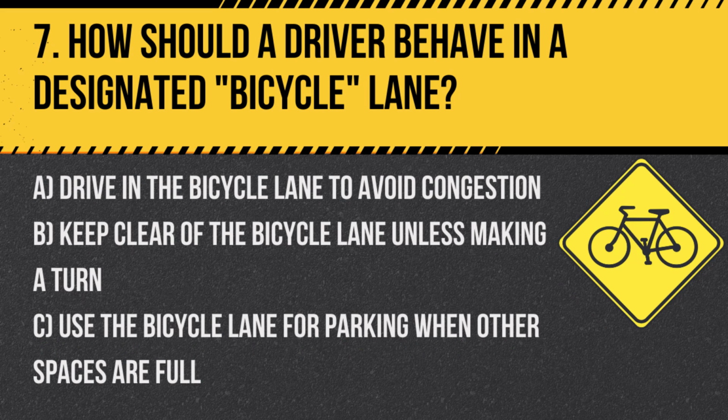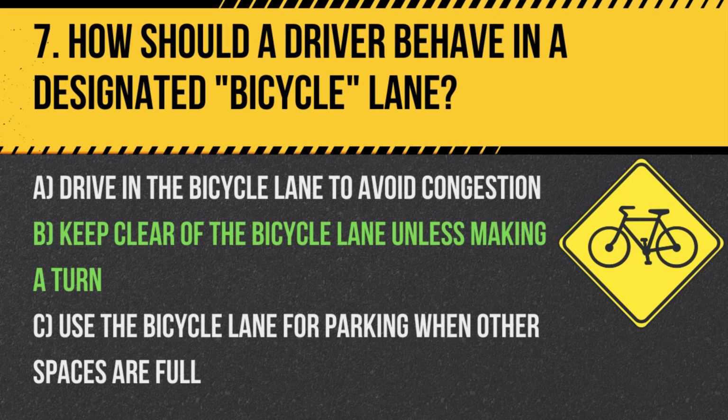Question 7. How should a driver behave in a designated bicycle lane? A. Drive in the bicycle lane to avoid congestion. B. Keep clear of the bicycle lane unless making a turn. C. Use the bicycle lane for parking when other spaces are full. Answer. B. Keep clear of the bicycle lane unless making a turn.